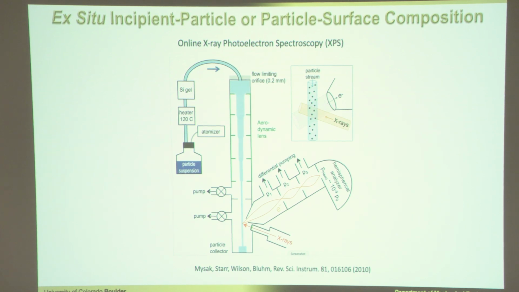This technique you actually can do online, so you have a beam of particles that go into this machine and then on the fly in this beam actually do some of these measurements of X-ray absorption, or this one is for X-ray photoelectron spectroscopy, XPS, like I was just talking to you about on the previous slide.